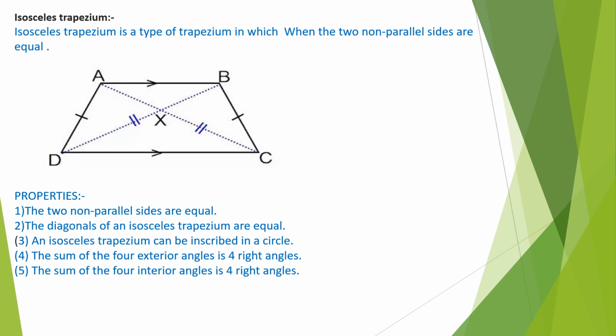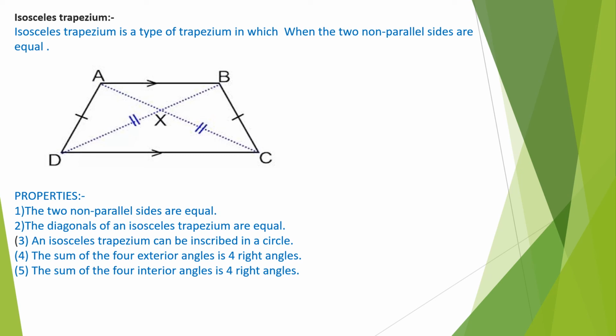Children, have a look at the properties of isosceles trapezium. The two non-parallel sides are equal. Non-parallel sides means side AD and side BC are equal in measure. The diagonals of an isosceles trapezium are equal. Diagonals means the line segments which join the opposite vertices. Here diagonal AC and diagonal BD are equal to one another.